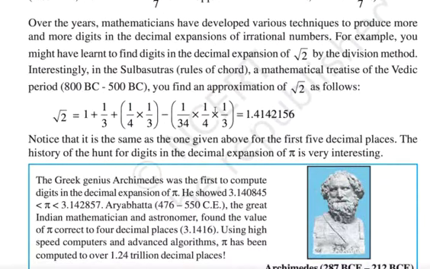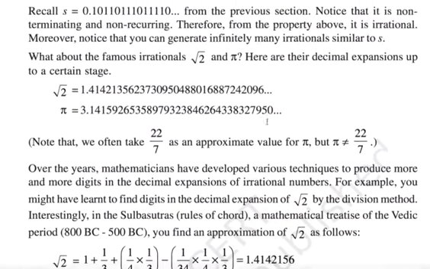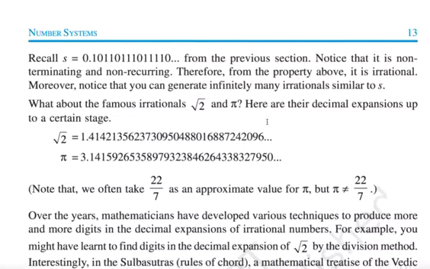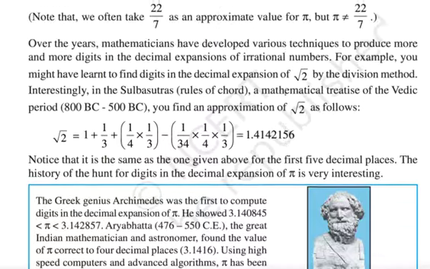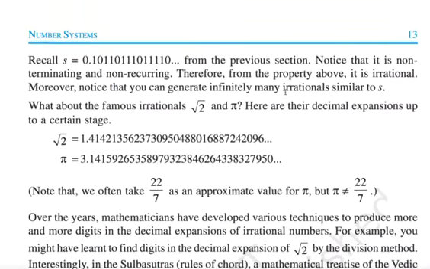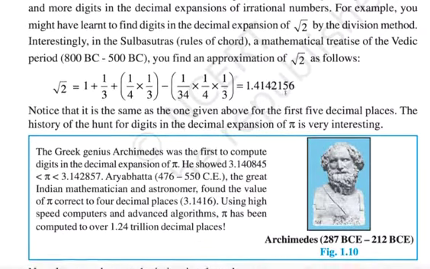1.41421, 3, 5. Same as the one given above for the first 5 decimal places, 41421. Okay, 41421, that is correct.